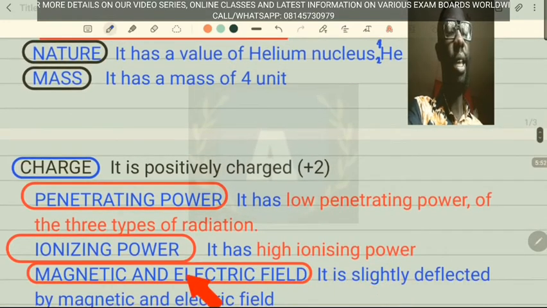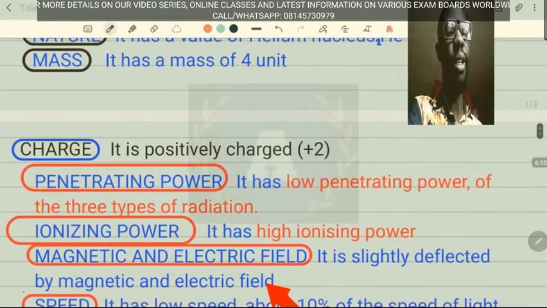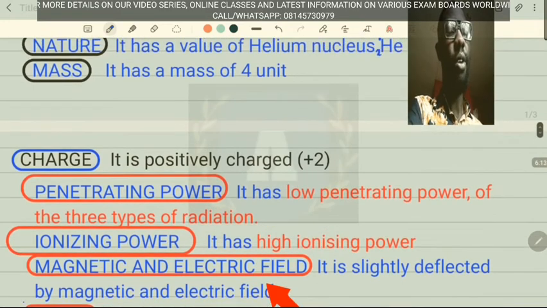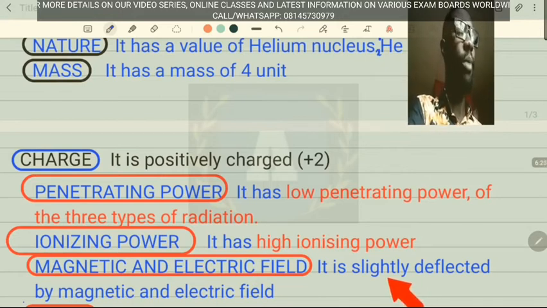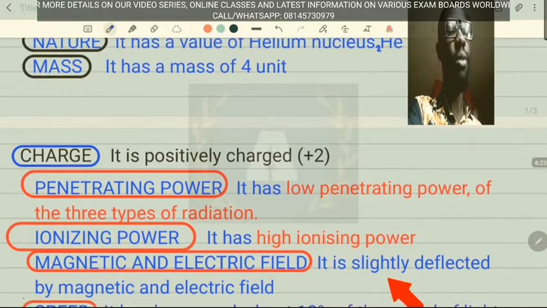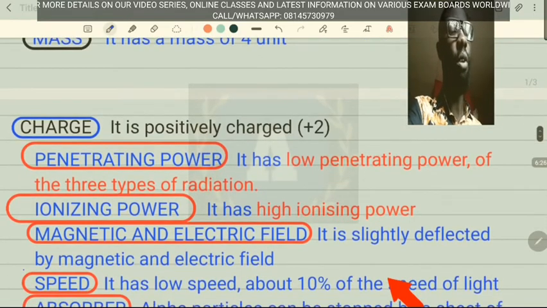It is slightly deflected by magnetic and electric fields. So when you place alpha particles in a magnetic field, they are going to be deflected. When you place them in an electric field, they are also going to be deflected. Now, how about its speed? It has a very low speed, about 10% of the speed of light. The speed of light is 3 multiplied by 10 raised to the power of 8 meters per second. So 10% of that value gives the speed of alpha particles.